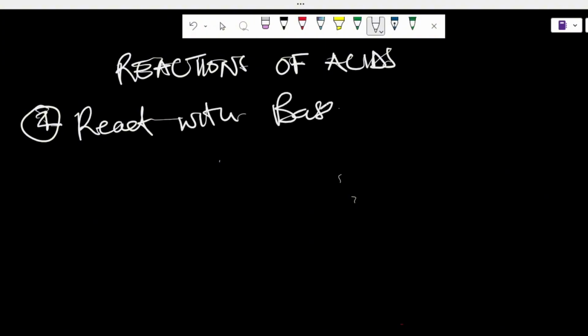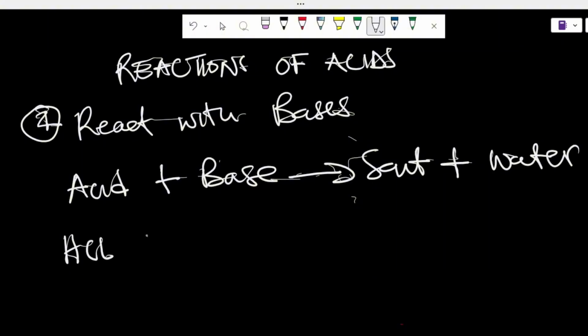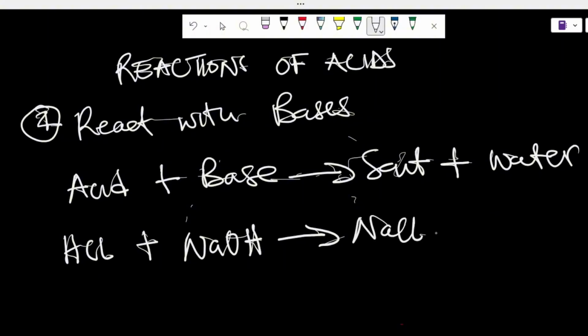Next, acids usually react with bases. Now, when you react an acid plus a base, this is going to give you salt and water. So an example of this would be, let's say hydrochloric acid reacts with sodium hydroxide, and this is going to give us salt, which will be sodium chloride. So we're going to have sodium chloride plus water, which is H2O.